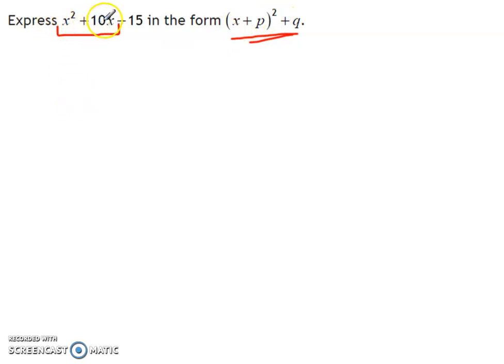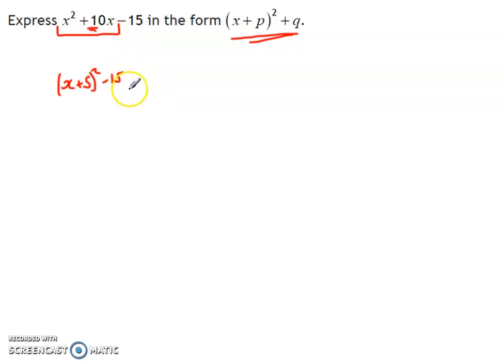We want to put that into the x plus p squared bracket. Now, in this case, what we do is we look at the coefficient of the x and we half it. So we've got plus 10 there, so we're going to half it. So in the bracket, we put x plus 5 squared. We can then write down the minus 15 outside the bracket.